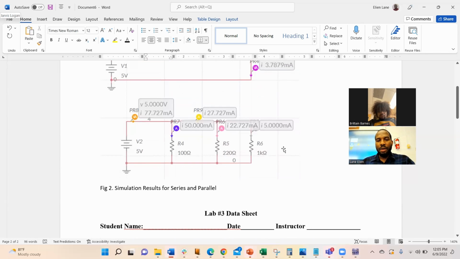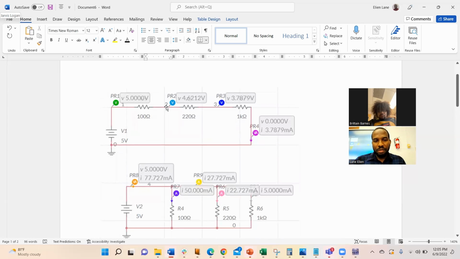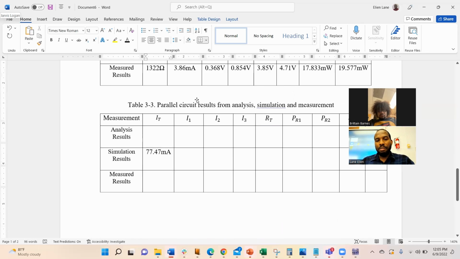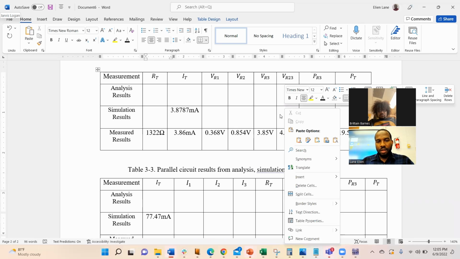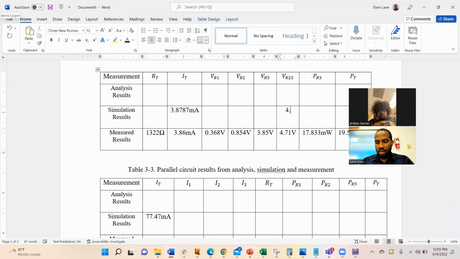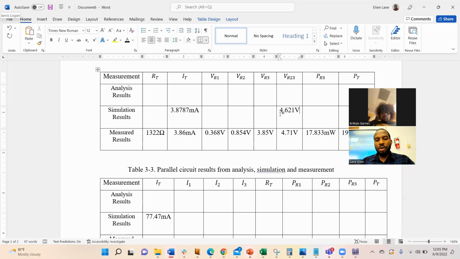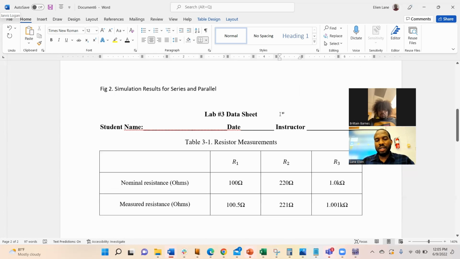Okay. Now, lastly, I asked you to measure voltage from 2 to 3. So the voltage across 2 resistors, in this case, is going to be the voltage between this point and 0. So that voltage will be 4.621. And I can put that for VR 2 to 3, 4.621. So this is the simulation results for the series circuit. Okay, you will do the same thing for the parallel circuit as well.